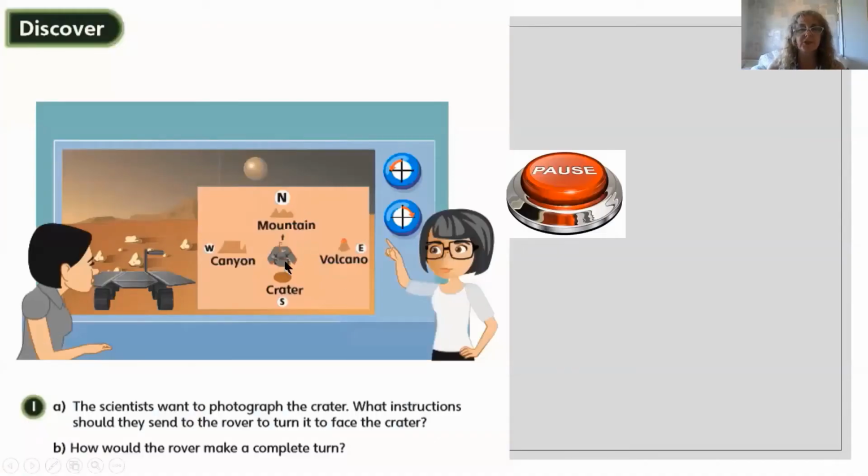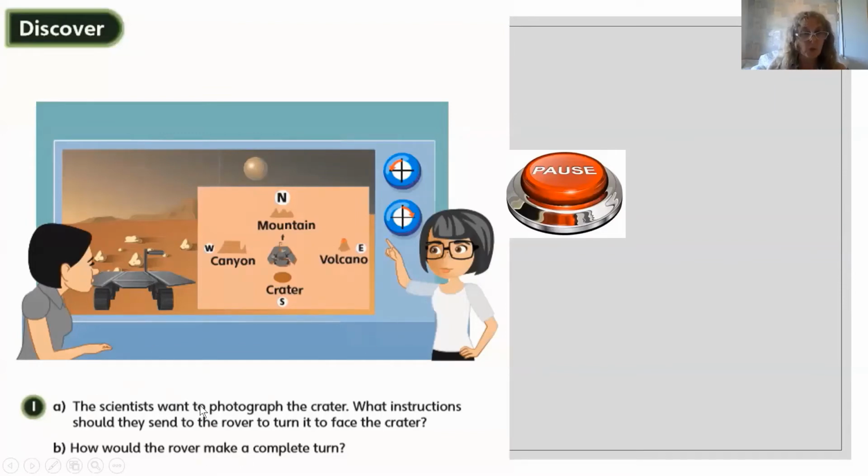Let's look at this picture then. Here we have got a machine, and the scientists are in this machine. They want to take some photos. I think they're a little bit like a moon buggy. They're facing the mountain at the moment, but they want to do some turns. Remember when I was turning? Think about it. So I'm going to read these and you might want to pause.